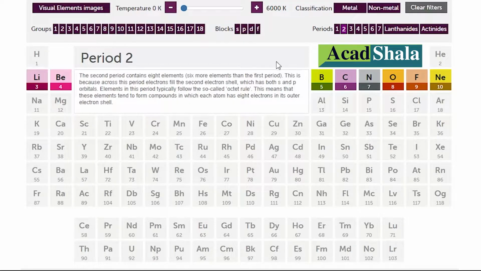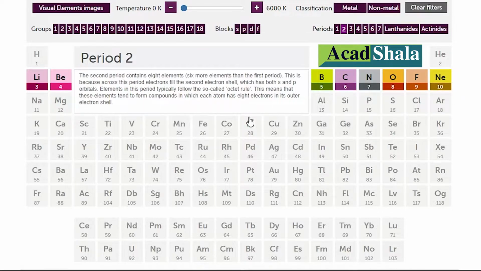Period 1 was hydrogen, helium, so its atomic numbers were 1, 2. But now in period number 2, it starts from atomic number 3, 4, 5, 6, 7, 8, 9, 10. Now what is the electronic configuration? If we know the atomic number, we also know the electronic configuration. Lithium is atomic number 3, so 2, 1 is the electronic configuration, that is EC. Beryllium 4, so it is 2, 2. So on, 2, 3, 2, 4, 2, 5, 2, 6, 2, 7 and 2, 8.